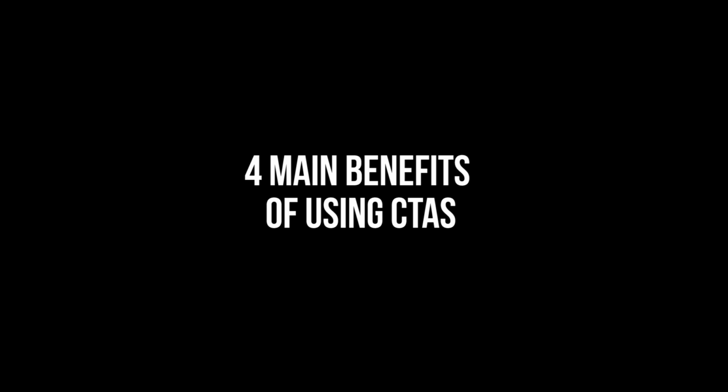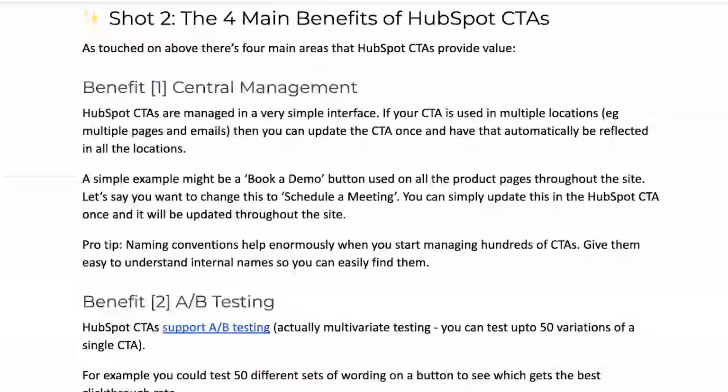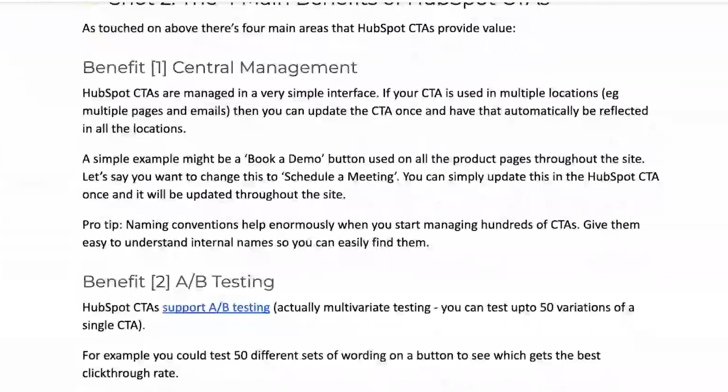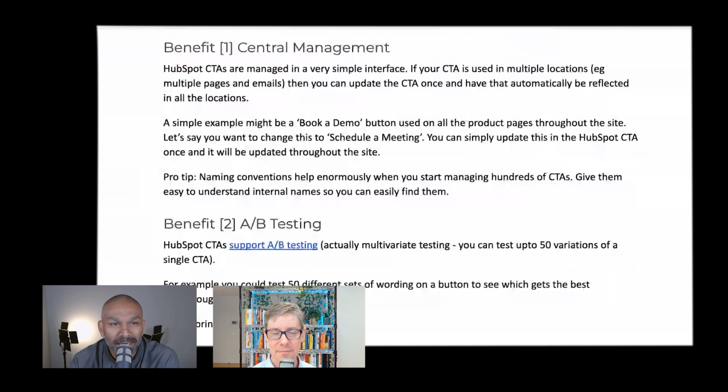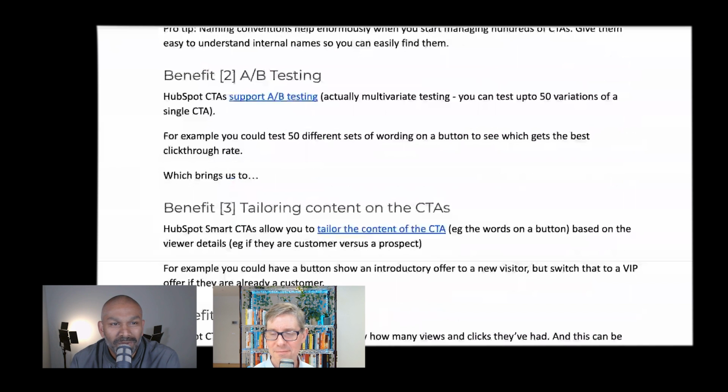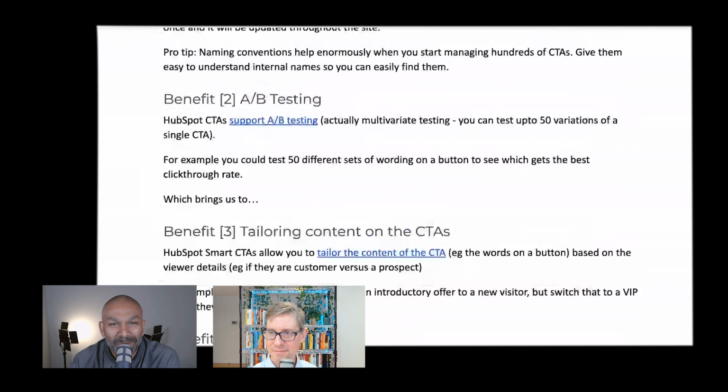The first one is central management. That's a big thing. Centrally managed in HubSpot and can be used across multiple locations, so on pages, emails, landing pages, etc. So a great way to centrally manage those assets. And here's a pro tip for that: naming conventions help enormously when you start managing lots of CTAs, giving them easy to understand internal names so you can easily find them.